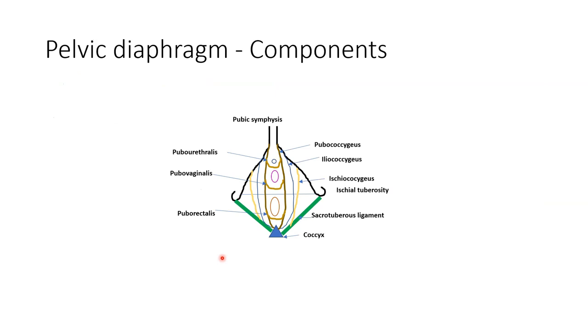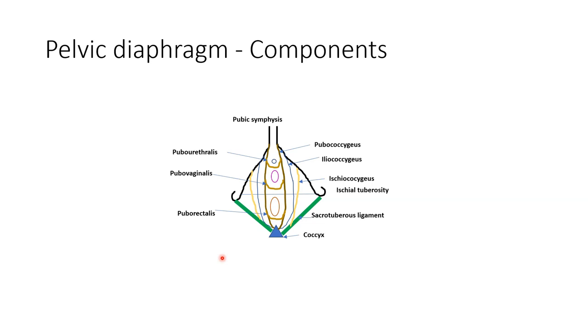Now let us learn about the pelvic diaphragm, a little bit of it. The pelvic diaphragm consists of two muscles, that is the levator ani and the coccygeus. These two muscles are contributing for the pelvic diaphragm. There are two components in the levator ani muscle. One is the pubococcygeus, the other is the iliococcygeus. The coccygeus part is also known as the ischiococcygeus. So the three components of pelvic diaphragm are the pubococcygeus, iliococcygeus and ischiococcygeus.